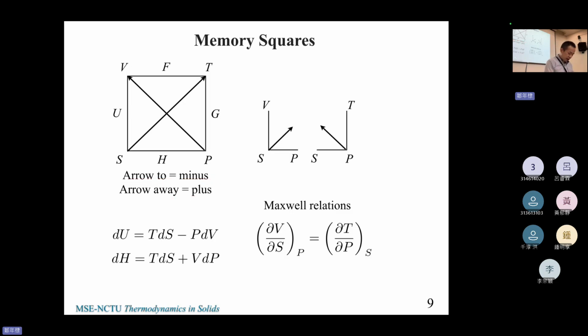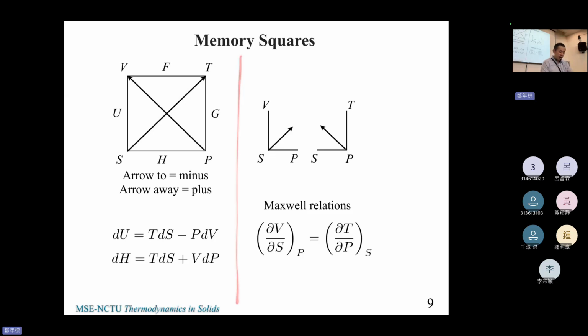So you can see dU is equal to this T. Okay, U has two friends, V and S, right? U has two friends, dV, dS, and S is arrow away, so it's plus. And V is arrow to, so it's minus. All right, H is here, with S and P, and S is away, so plus. And P is also away, plus. All right, so this is the memory square.